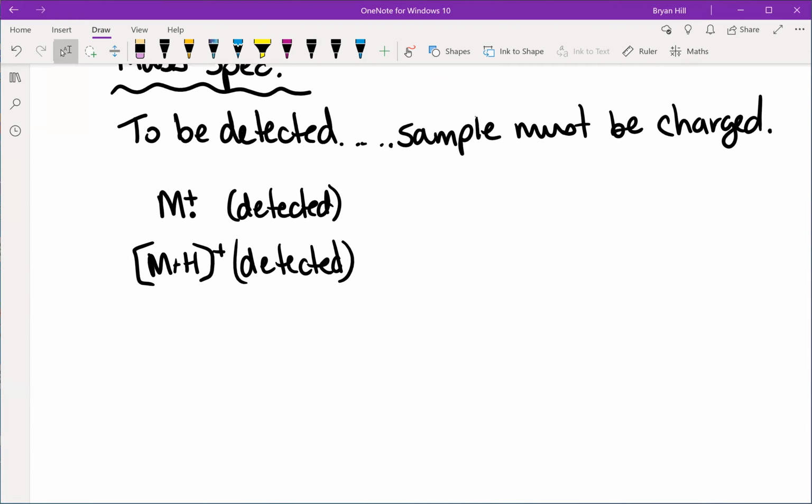You can actually put a negative charge on your sample if you want to, but more often than not, the sample itself is going to bear a positive charge. So it's going to be a cation of some type. So the sample must be charged. That's the key part to what we're doing.